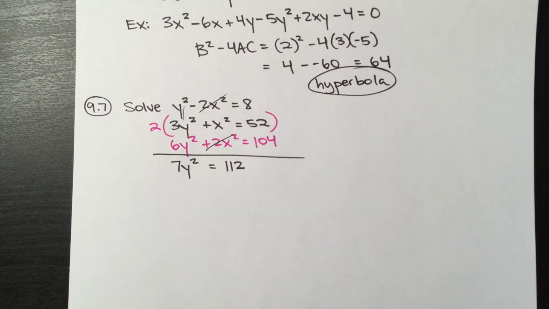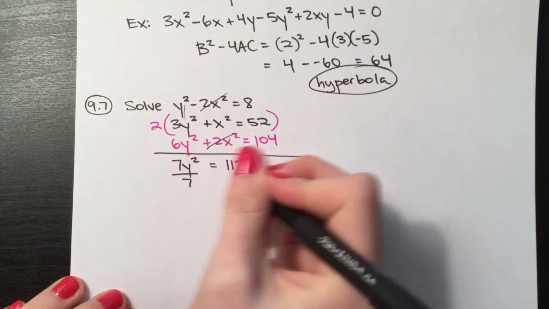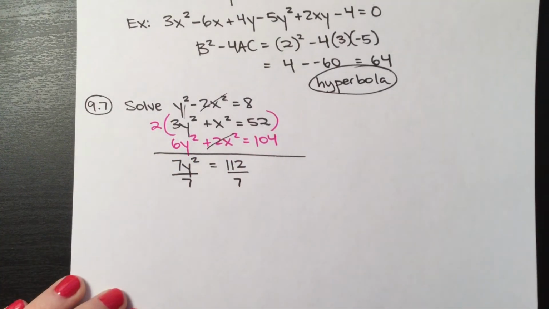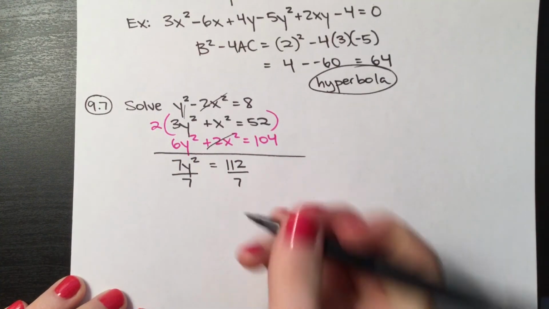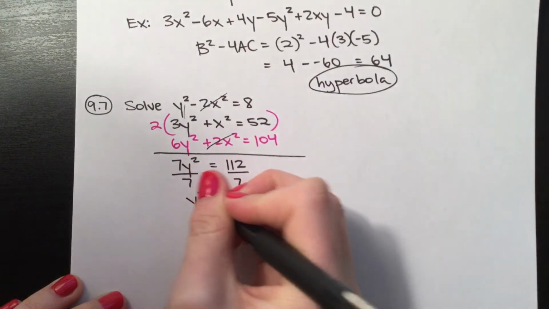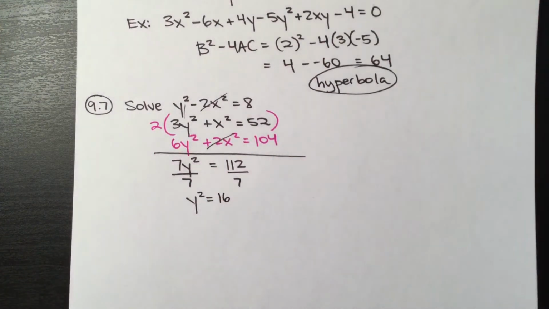Okay, so that's going to help me find my y value. Once I find my y value, I'll be able to substitute back in for my x value. So I divide both sides by 7. When I have 112 and divide it by 7, I end up with 16. So I've got y squared equals 16.